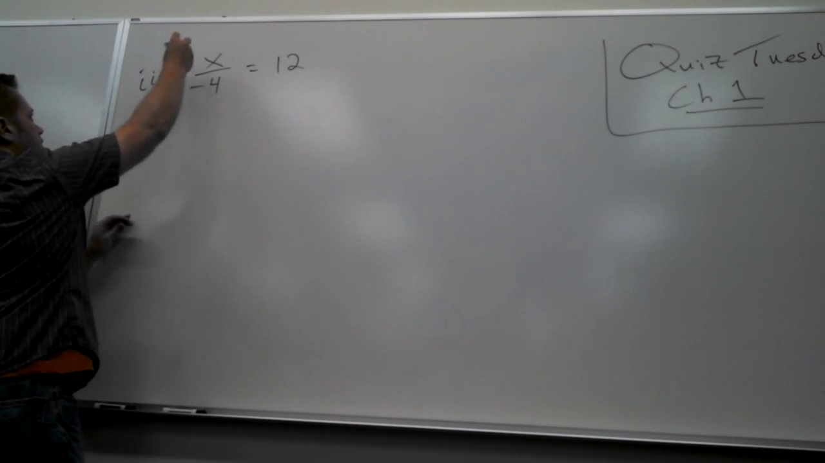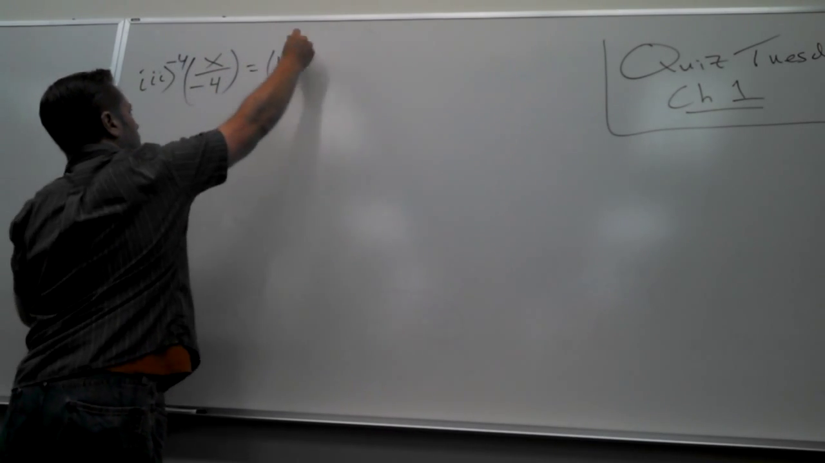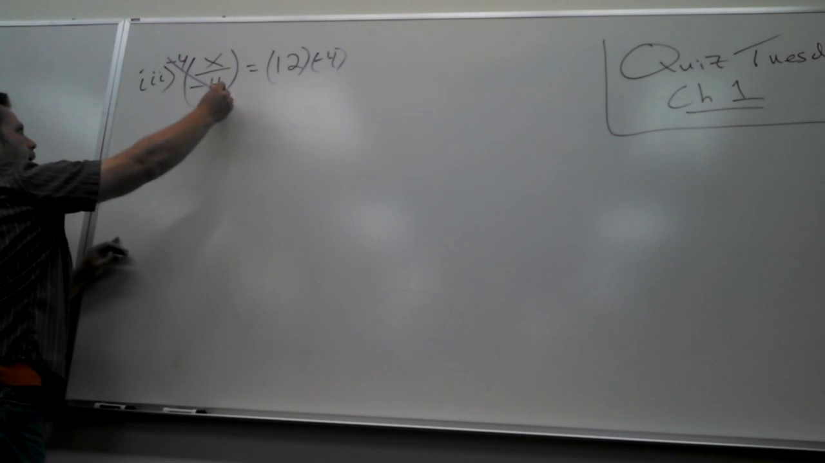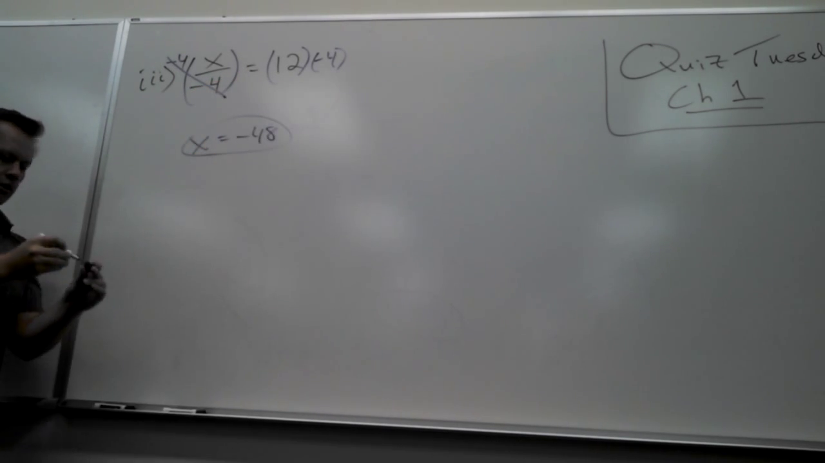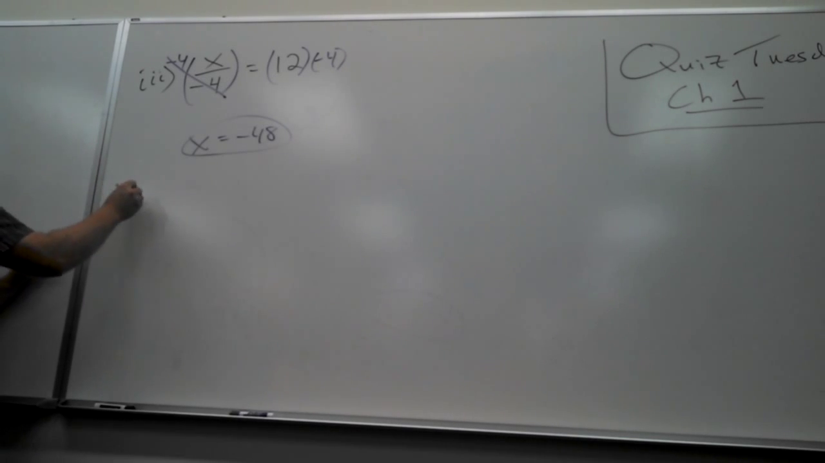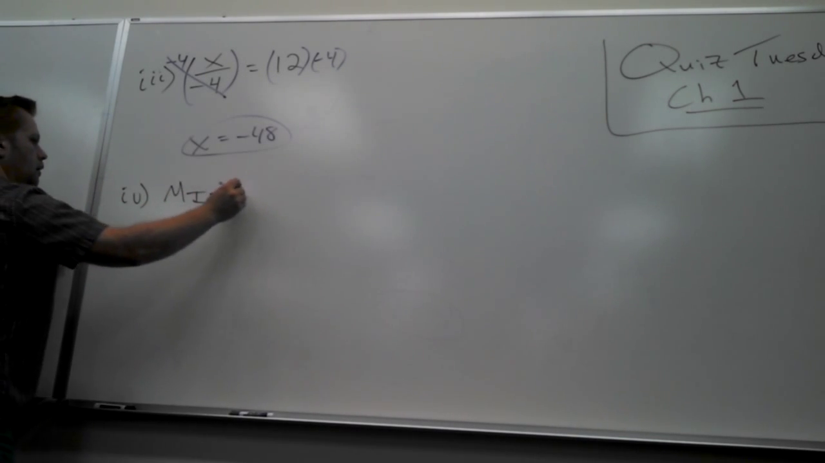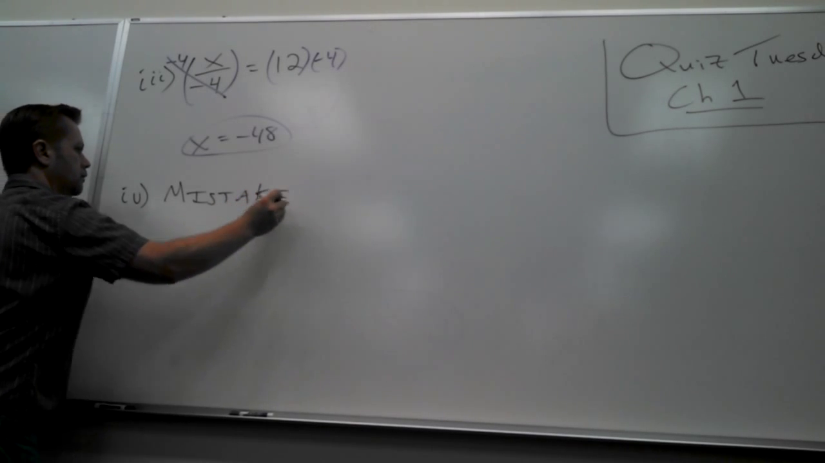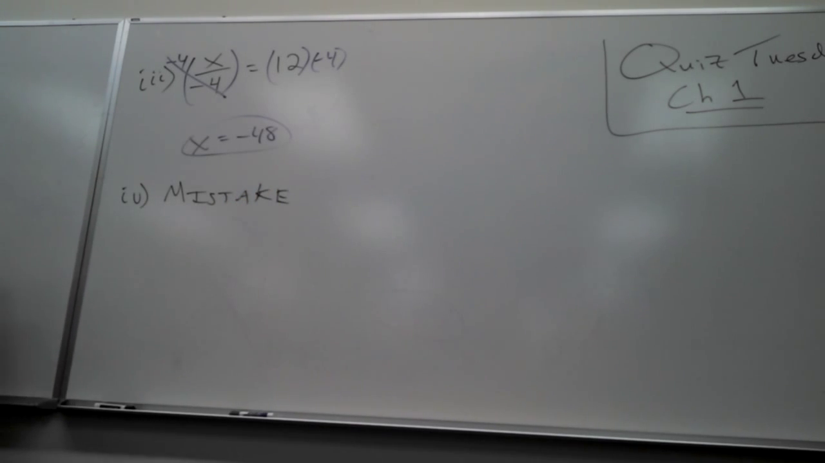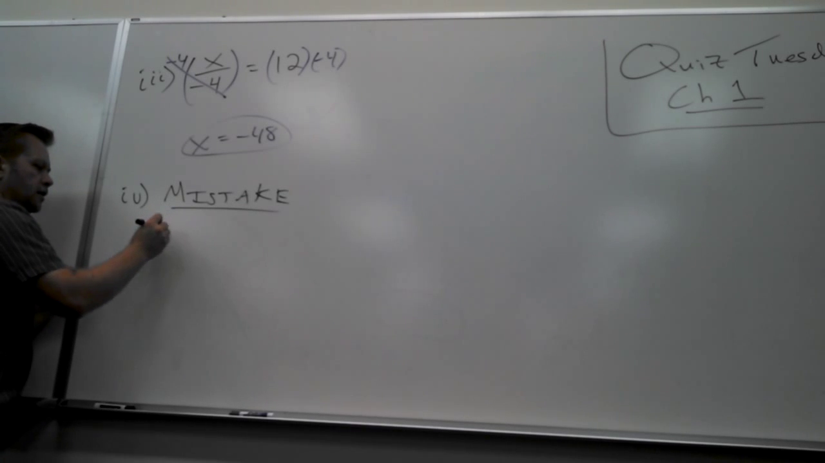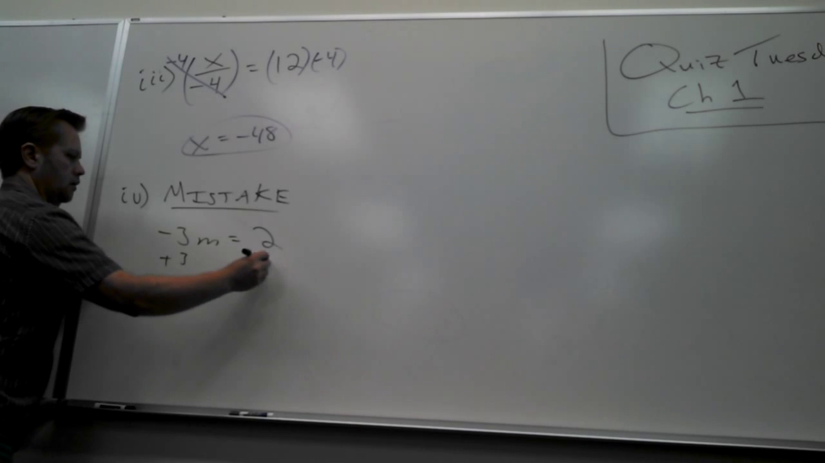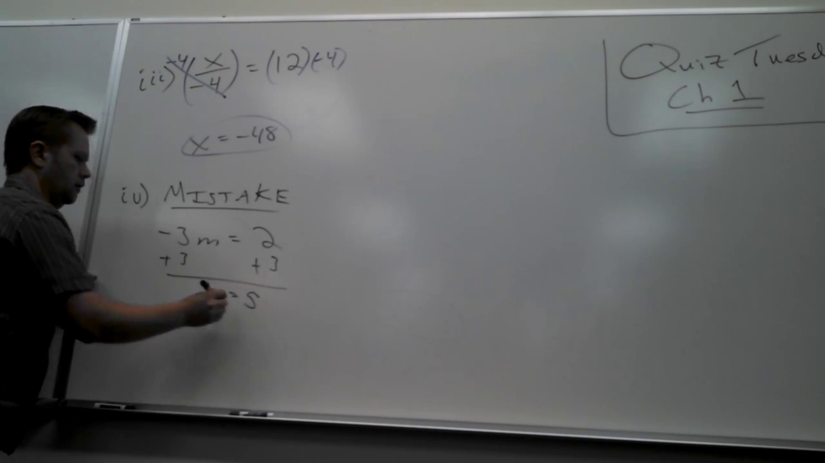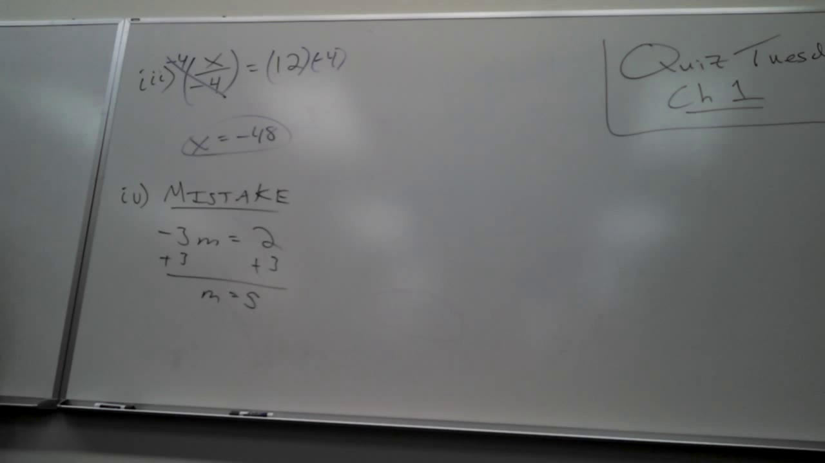So if I multiply both sides by -4, you get -48. But now watch this. This is where things get interesting. This is a mistake. I get this all the time.